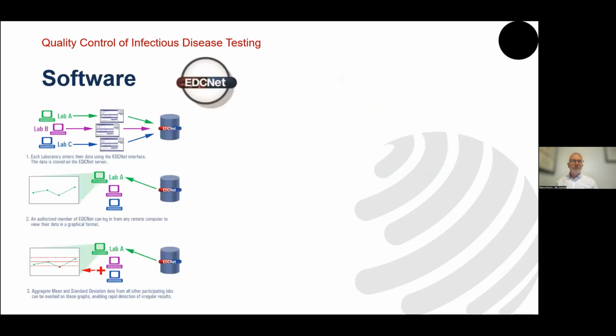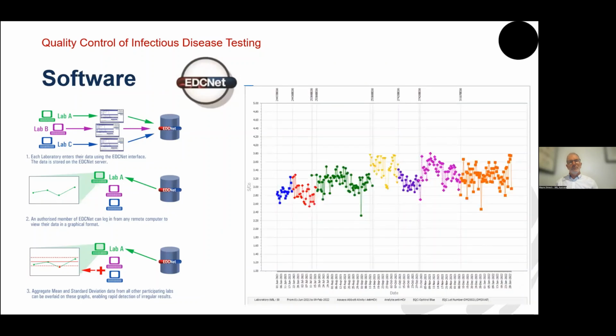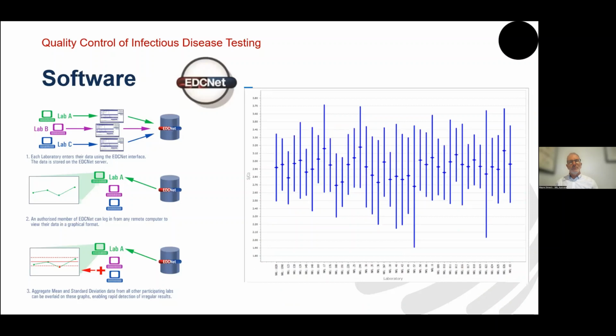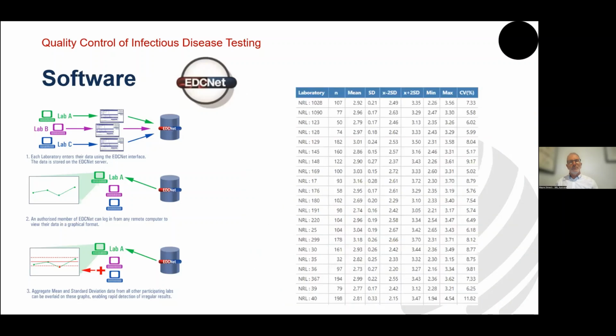The software system is designed to allow for capture of data from multiple laboratories within the one web-based system. It allows the laboratory to compare their own results using Levy-Jennings charts, but also compare their results with others in a way that allows them to show peer group comparisons of data, and it is able to generate tables and graphs as well.